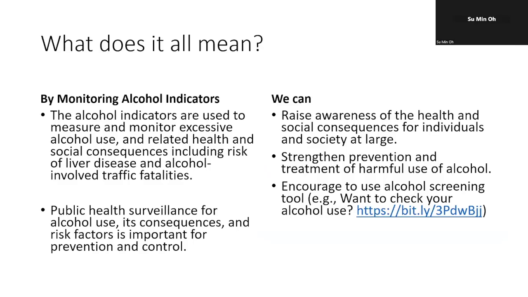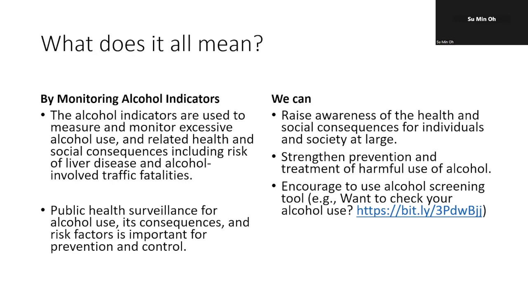So what does it all mean? The takeaway is what you already know. The alcohol indicators are used to measure and monitor excessive alcohol use and related health and social consequences, including risk of liver disease and alcohol-involved traffic fatalities. Public health surveillance for alcohol use, its consequences, and risk factors is important for prevention and control.